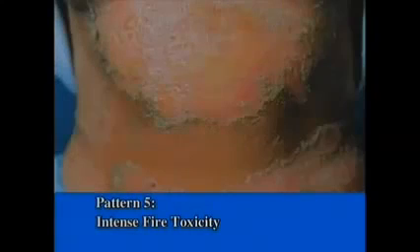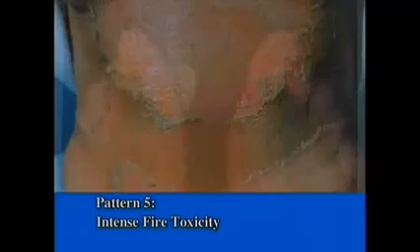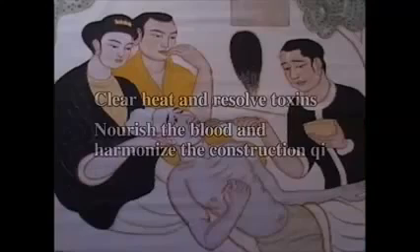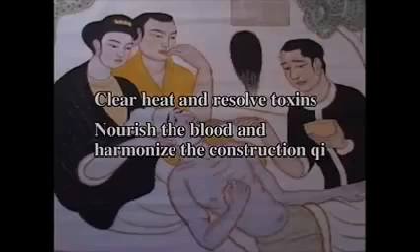Pattern 5. Intense fire toxicity. Primary symptoms: tidal reddening of the entire surface of the body, burning sensation, pruritus, and pain, coupled with severe flaking, scaling, or concentrations of small pustules. The tongue is crimson with a yellow greasy fur and a string-like slippery and rapid pulse. Treatment principle: clear heat and resolve toxins, nourish the blood and harmonize the construction qi.